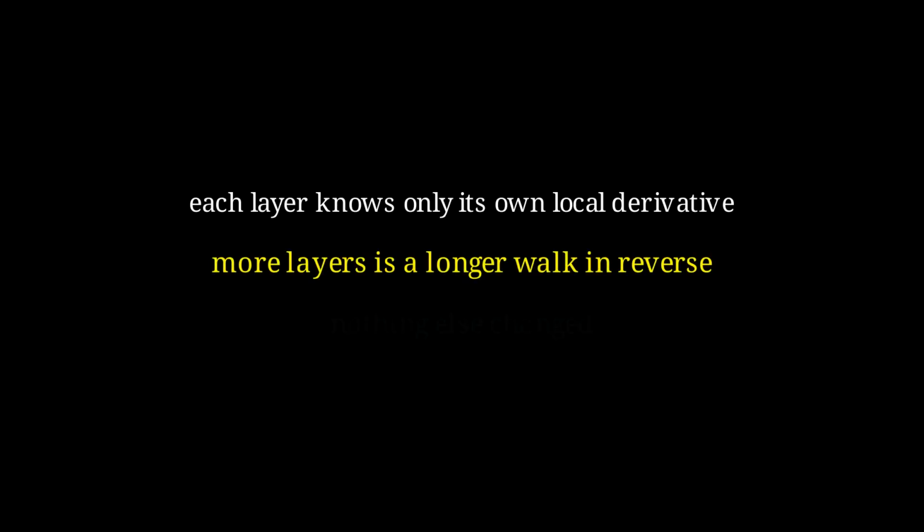Sit with that for a second, because it is the quiet payoff of the whole design. We derived the backward pass once by hand for a single layer. Every layer speaks only about its own local derivative, the tan about its slope, the linear layer about its weights. The network just chains those local answers together in reverse. Adding depth is a longer walk backward and nothing more. Nothing else changed. Now let it train.